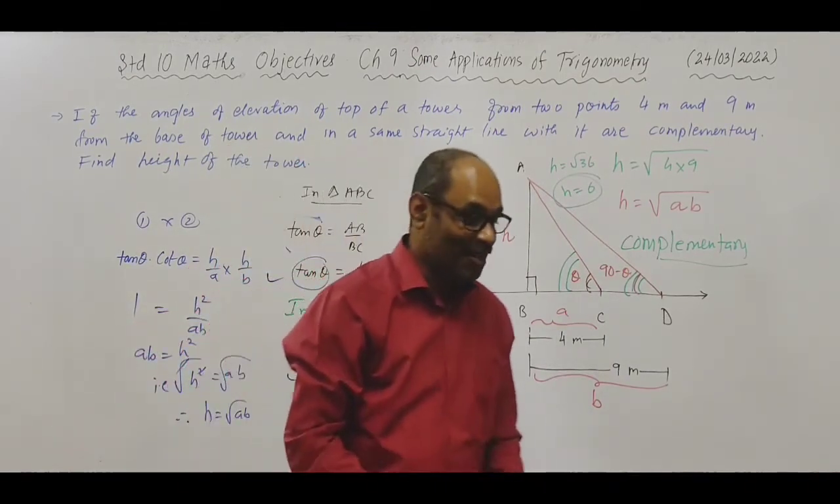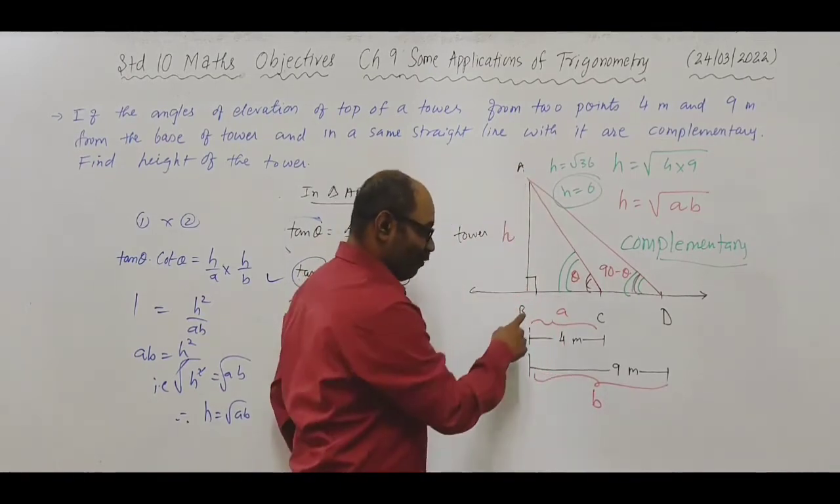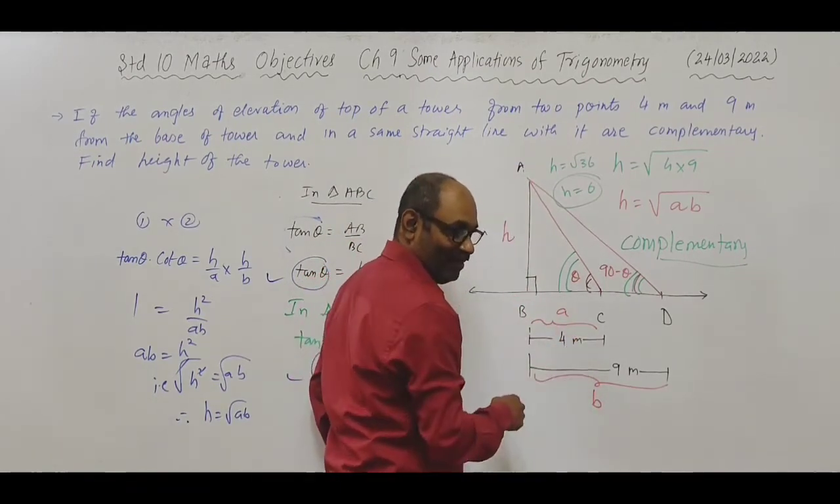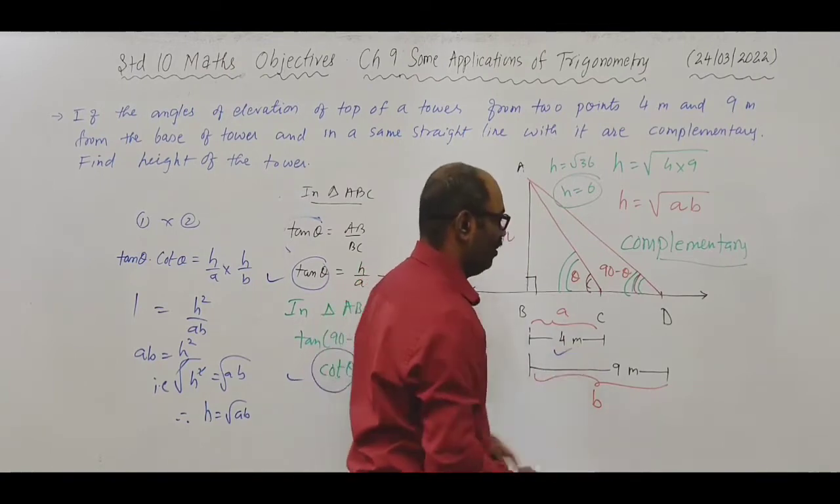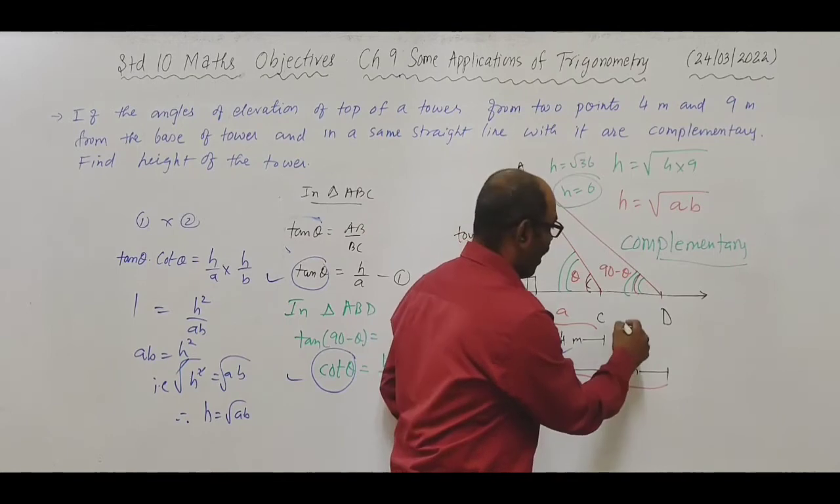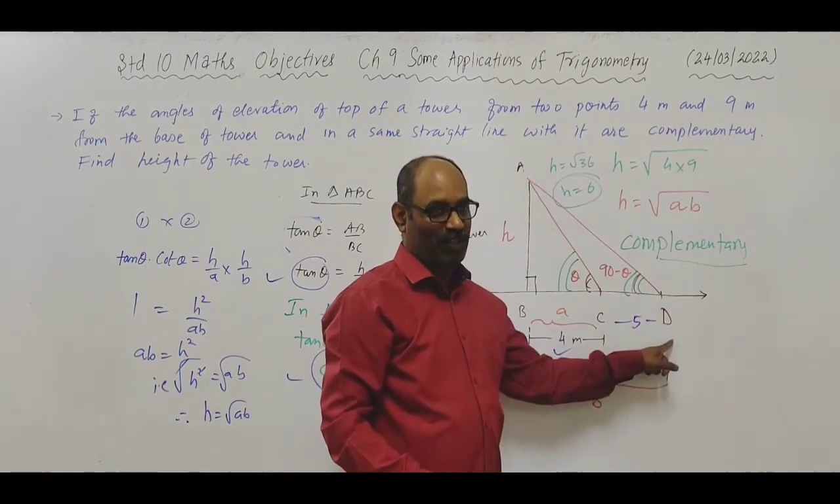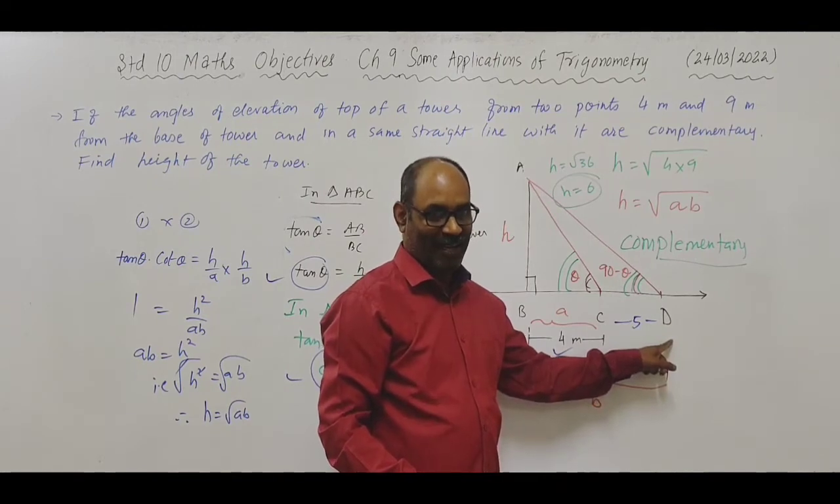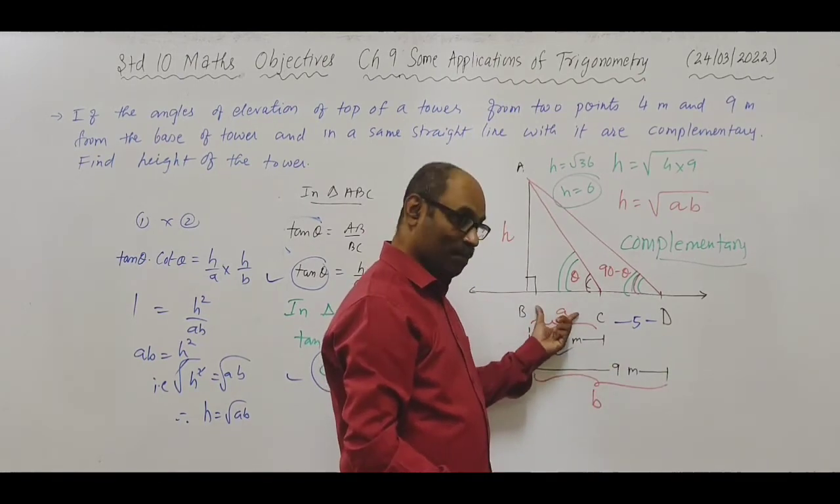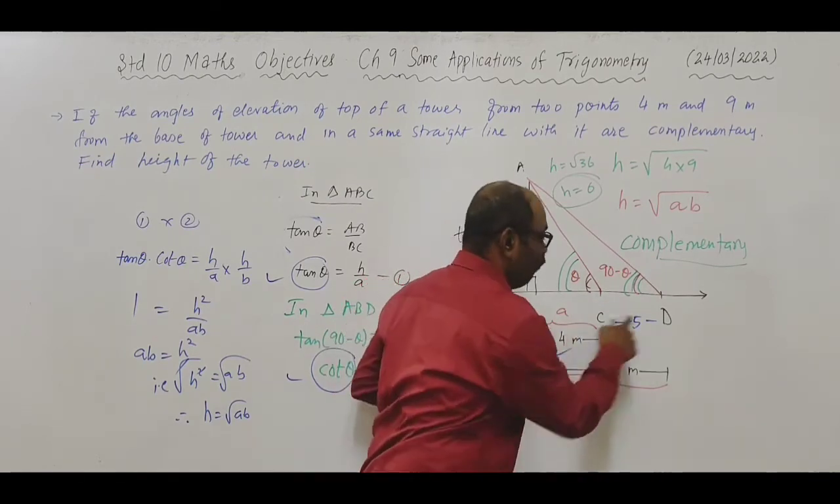Sometimes the paper setter can twist. Instead of saying 4 meter, okay, first one is 4 meter, and the second one is 4 plus what? 5 meter. Second point is 5 meter from the first point. Are you getting me? Then you need BC and BD. So BC is 4 and the BD will be 4 plus 5.